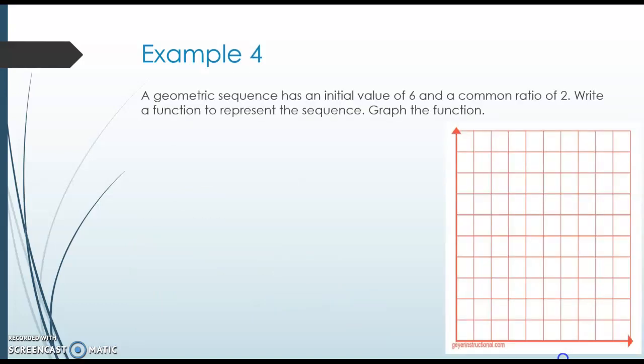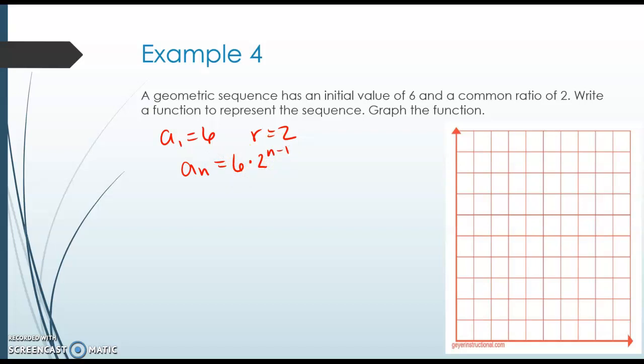All right, but how do we graph these? The geometric sequence has an initial value of 6, so I know a sub 1 equals 6, and a common ratio of 2. So r will equal 2. So knowing that, I know that a sub n is going to equal 6 times 2 to the n minus 1. That's my explicit formula.